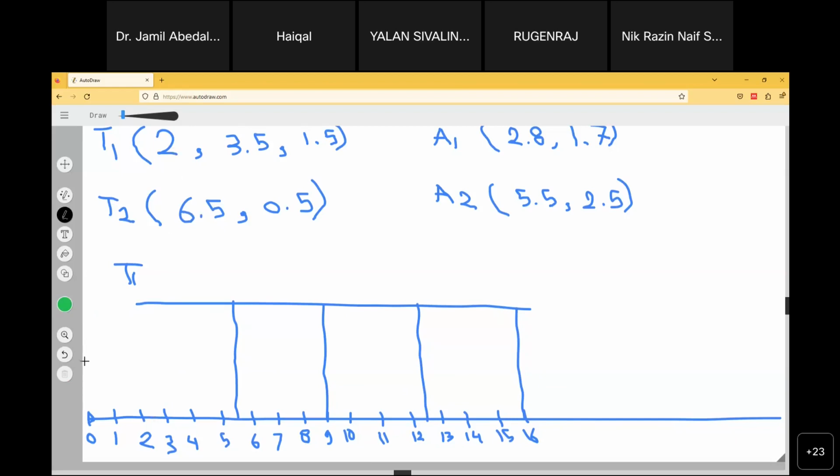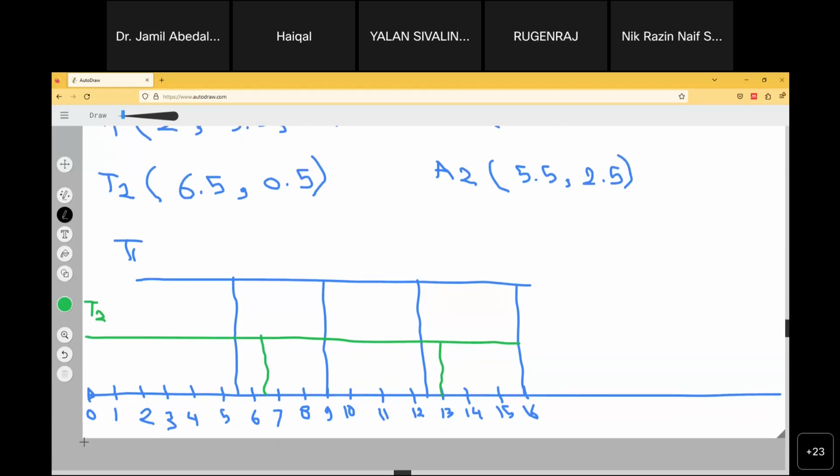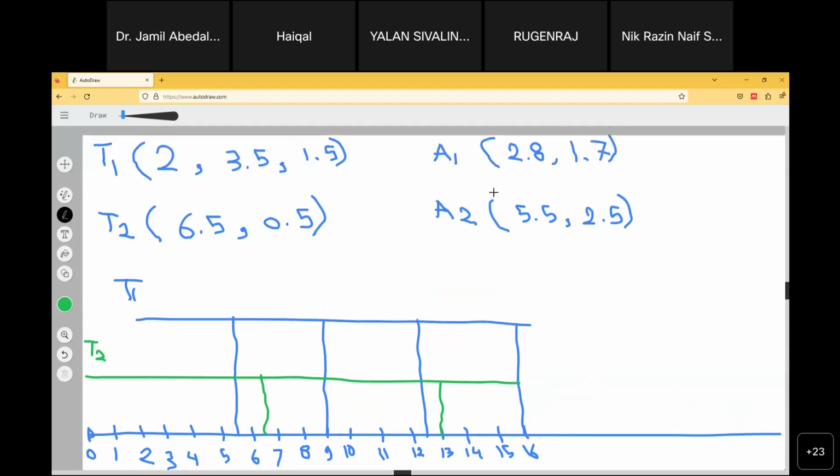So as normal, task 2, and we indicate or define the period 6.5. So 6.5, this is the first interval. Next will be at 13. Okay, and so on. Now we have defined, or drawn, the period of periodic tasks.